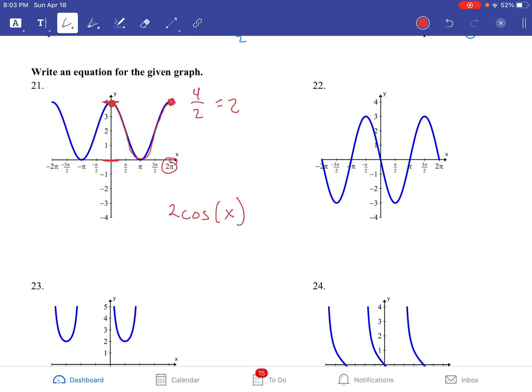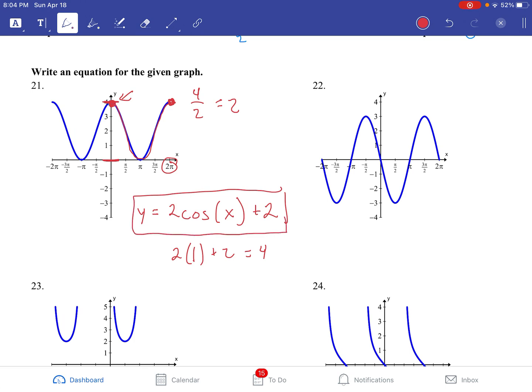All right, but our first point is at 4. Okay, so if cosine is 1, we're multiplying that by 2. How do we get 4? Well, we add 2. That will give us 4. So we're going to add 2 to our equation.